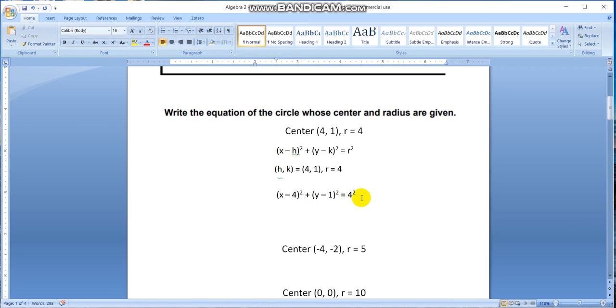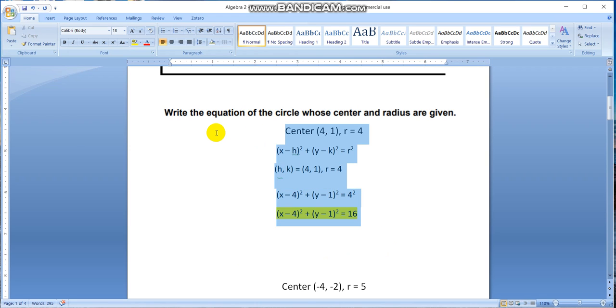We're almost done. We just have to write the equation of the circle. The equation of the circle is going to be x minus 4 squared plus y minus 1 squared equals 4 squared. 4 times 4 is 16, and that is your answer. That's all you do. Okay? Right. I'll show you the next one.